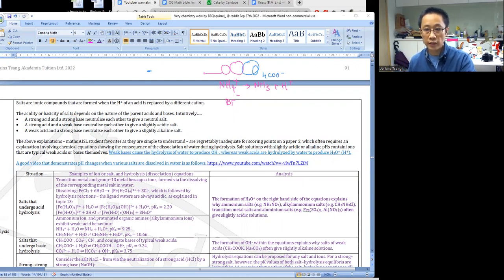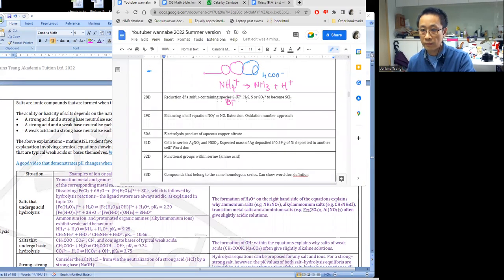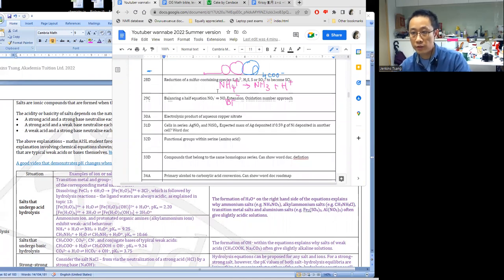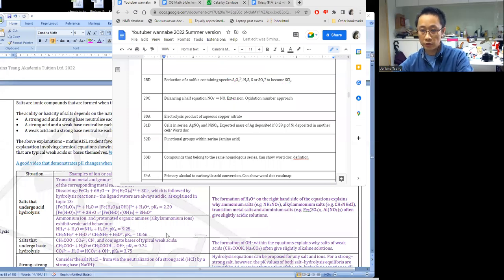We can just move on to question 28, I guess. It's a redox question now. So reduction of a sulfur-containing species to produce SCl2. The 4 choices are as such. To figure out the correct species, you have to recognize that the species need to undergo reduction, which involves a decrease in oxidation number. You can use the oxygen definition, you can use the electron definition some other times, but I think the oxidation number treatment is the most reliable.